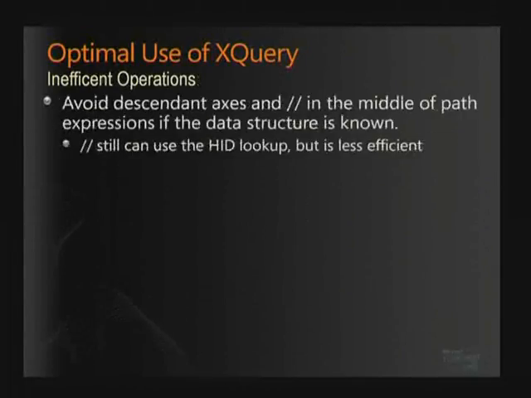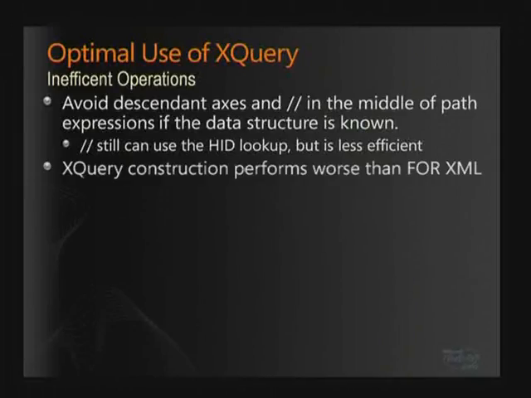Other things that we have to look out for is we should avoid the use of // if possible, and descendant accesses in the middle of path expressions if the data structure is known. Many people just say /customer//something, simply because they are too lazy to type out the path expression. Being explicit actually gives us more efficient performance. We can still use the index with the //, but it's going to be less efficient.